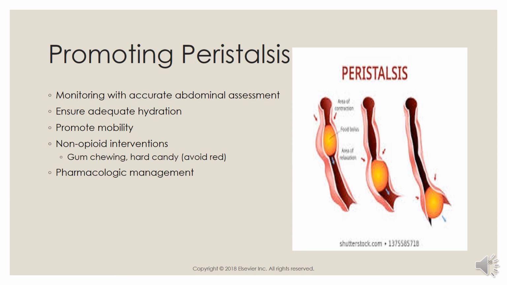Try non-opioid interventions. You can do some gum chewing to get the peristalsis going and some hard candy. Now remember, with the hard candy, you want to avoid any red because we don't want anything coming out of there that's red that might be mistaken for bleeding. You can also do some pharmacological management if needed.